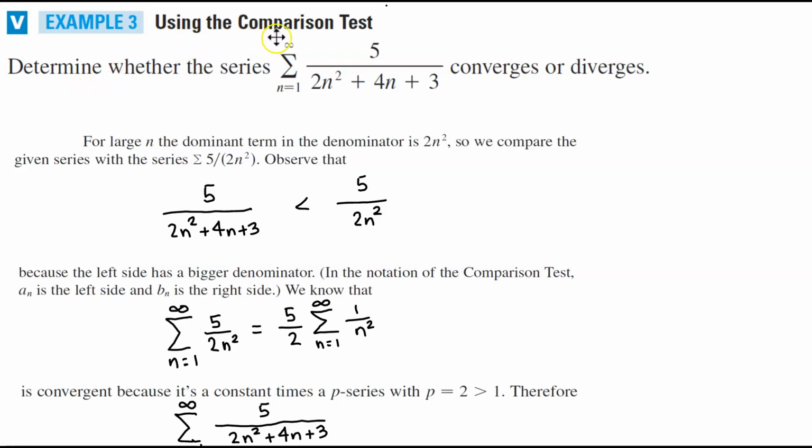In example 3, we're going to be using the comparison test. We want to determine whether the series 5 over 2n squared plus 4n plus 3, going from n equals 1 to infinity, converges or diverges.